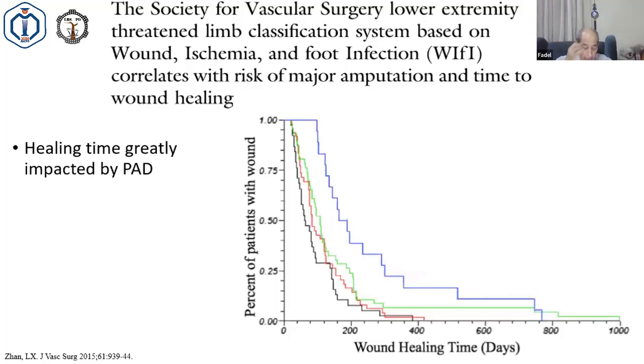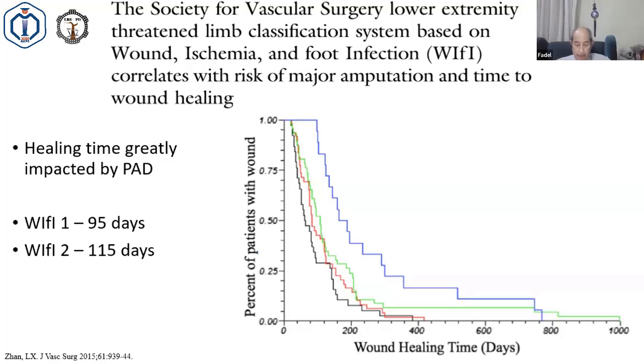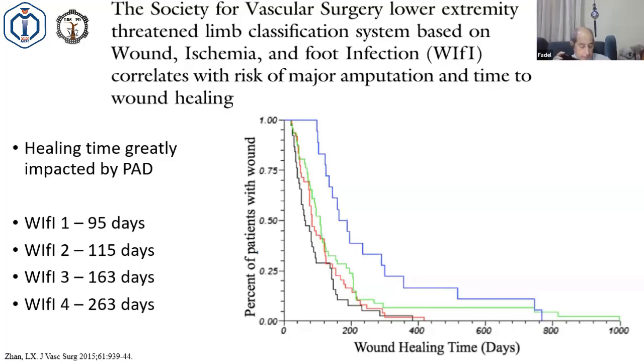Going a little further into the comment on wound healing that they noted earlier in this article, they showed with this survival curve here that the healing time is greatly impacted by the patient's PAD level. You can see on here those various WIfI 1, 2, 3, 4. With someone that's a WIfI 1, average time to healing 95 days, roughly 3 months. If you're a WIfI 2, 115 days. WIfI 3, 163 days. Finally, a WIfI 4 of 263 days average time to healing.